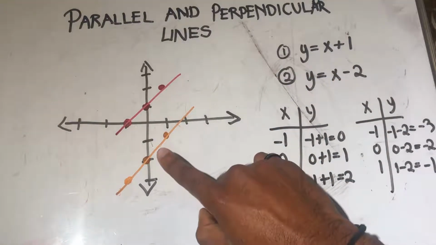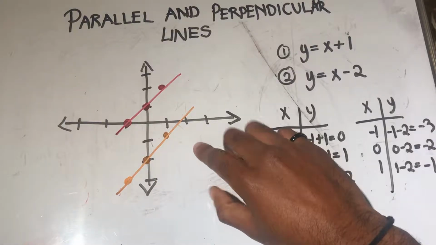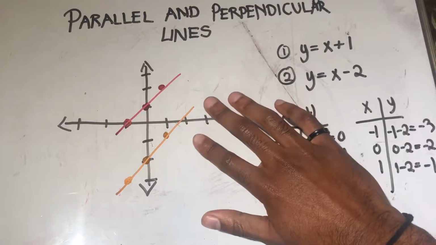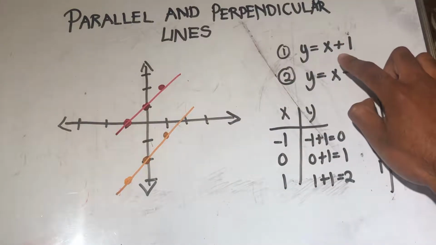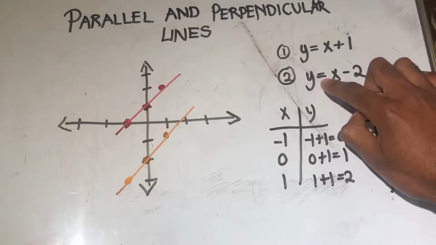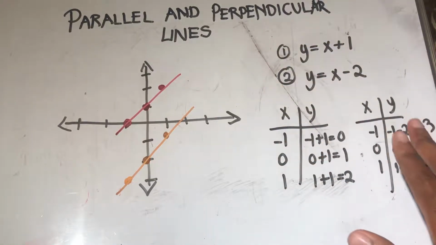Notice how the lines behave exactly the same. They're different in terms of position on the plane, but they behave exactly the same because they have the same slope. And we can confidently say that they're parallel.